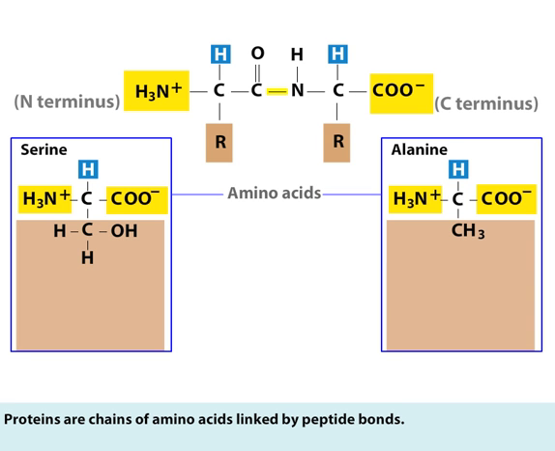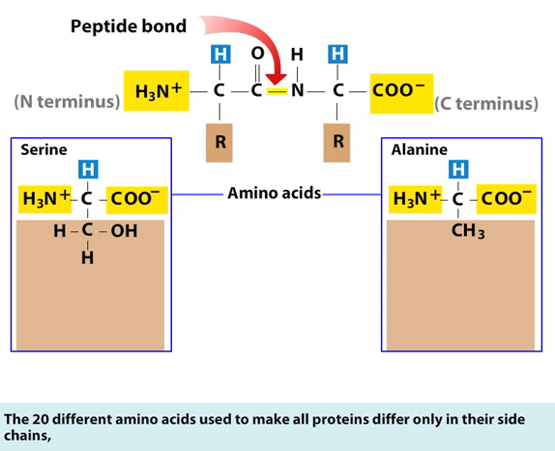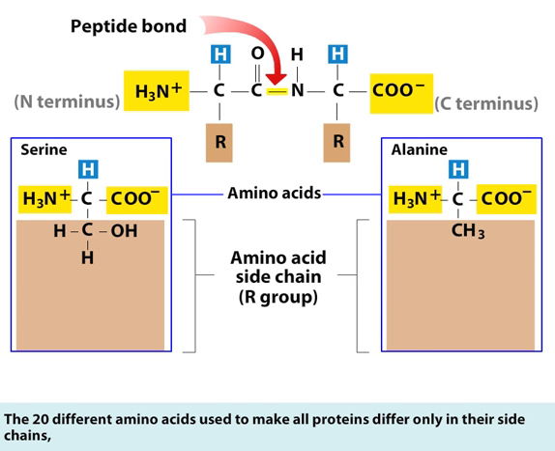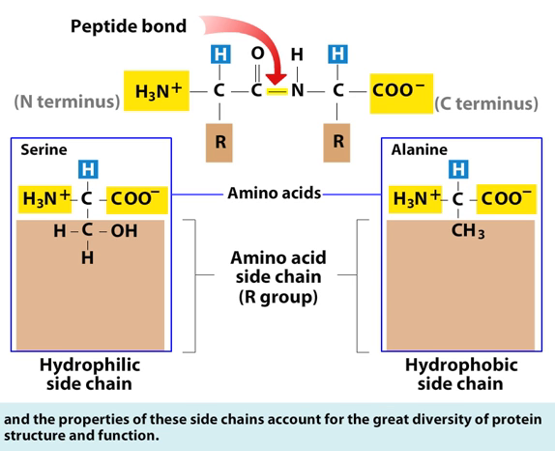Proteins are chains of amino acids linked by peptide bonds. The 20 different amino acids used to make all proteins differ only in their side chains, and the properties of these side chains account for the great diversity of protein structure and function.